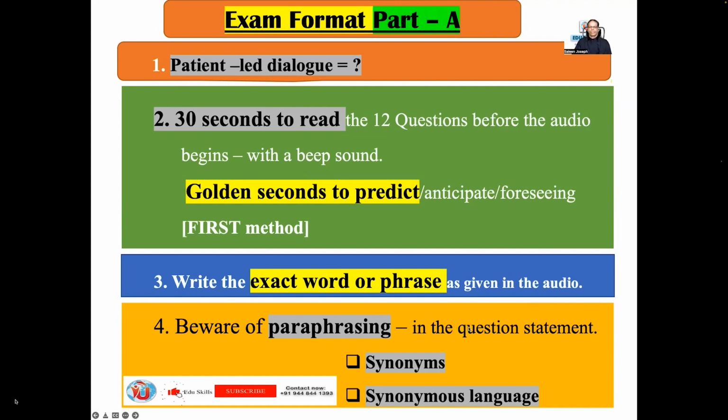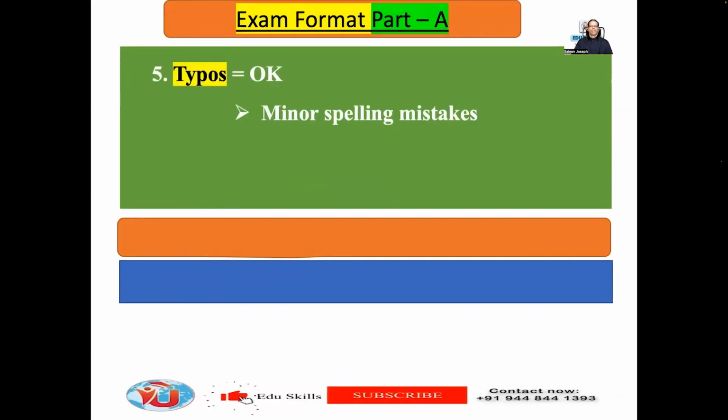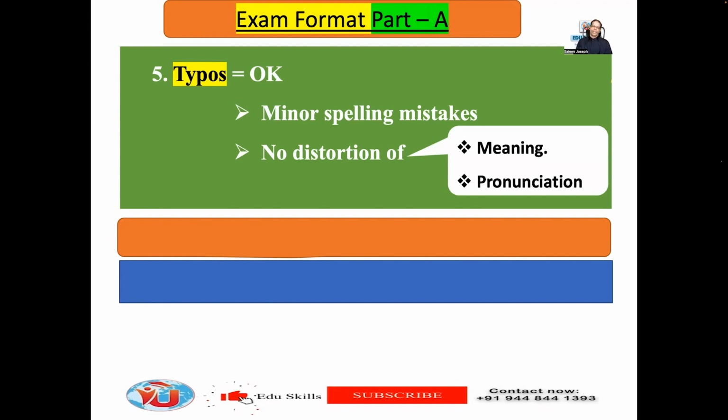If you are competent with paraphrasing, you will definitely be competent in synonyms and synonymous language, because paraphrasing includes them. Today we'll be mostly focusing on predicting as well as paraphrasing, because I have dealt with the other things earlier. Typos means spelling mistakes. Minor mistakes are okay, but they should not distort or change the meaning or pronunciation. There should not be a big distortion in the meaning or the pronunciation. So minor spelling mistakes are not penalized.